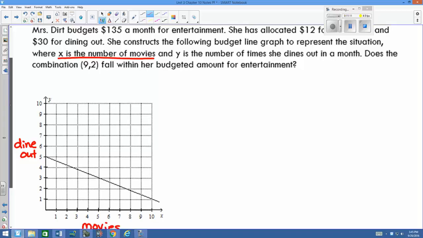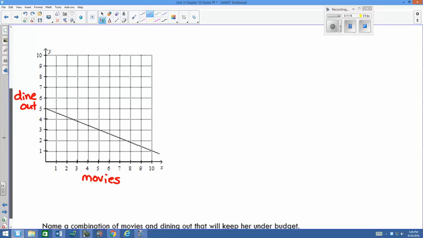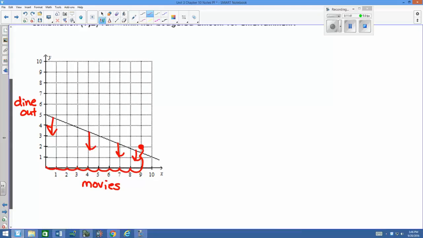Does the combination 9-2 fall within her budgeted amount for entertainment? So I'm just going to count over 9: 1, 2, 3, 4, 5, 6, 7, 8, 9, and up to 1, 2. So there's our point. Is that under her budget line? Answer, no, it's above it.